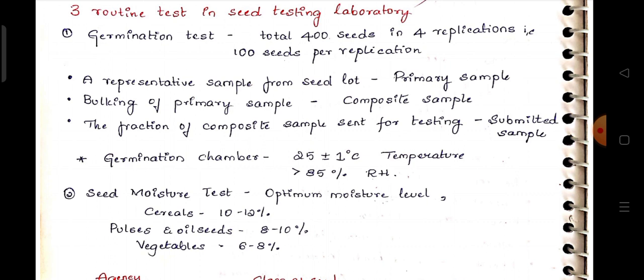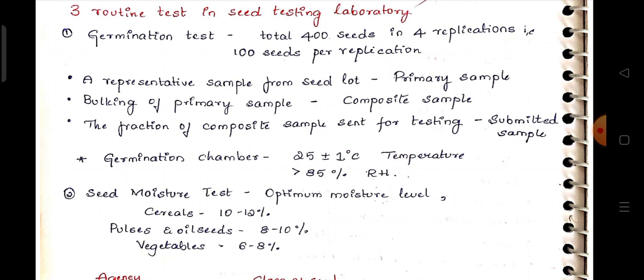Under the germination test, 4 replications, 400 seeds are taken, 100 seeds are kept per replication. The primary sample is a representative sample from the seed lot. The composite sample is the bulking of primary samples. The submitted sample is the fraction of composite sample sent for testing. In the germination chamber where we keep the seeds for germination, we should maintain 25 plus or minus 1 degree Celsius temperature and more than 85% humidity.